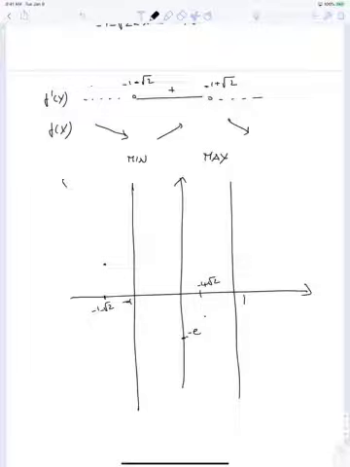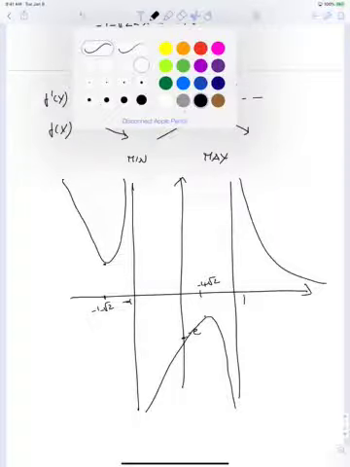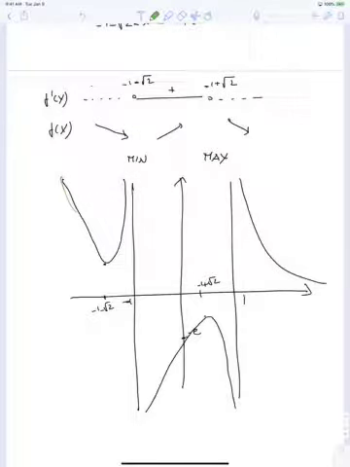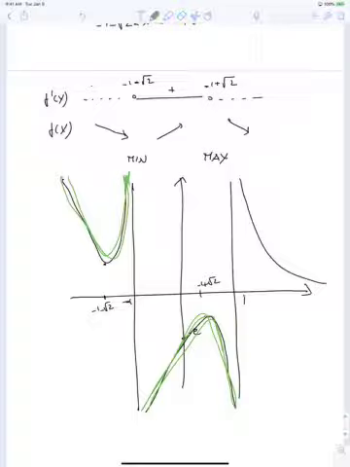So the limit was plus infinity, so it goes down and then it goes up. And then here it was minus infinity, so it goes up and then it goes down. And then it starts here and it simply goes to 0. So this is how the function looks like. Approximately.